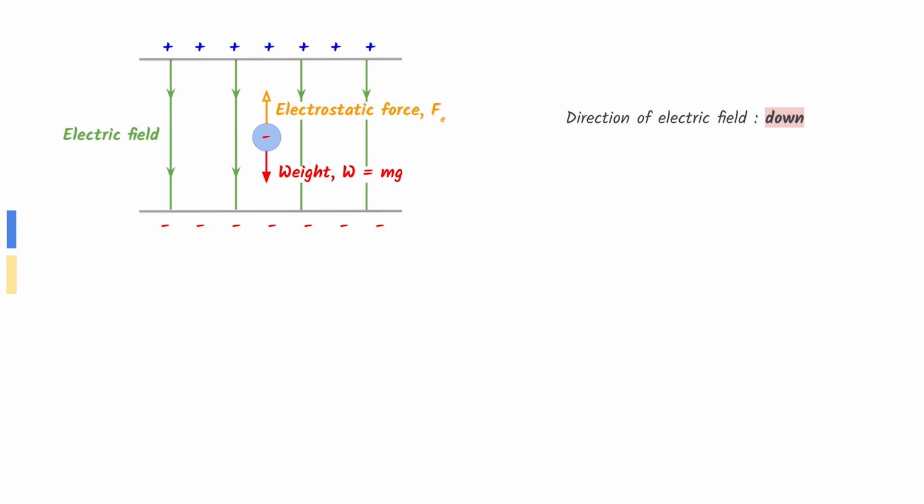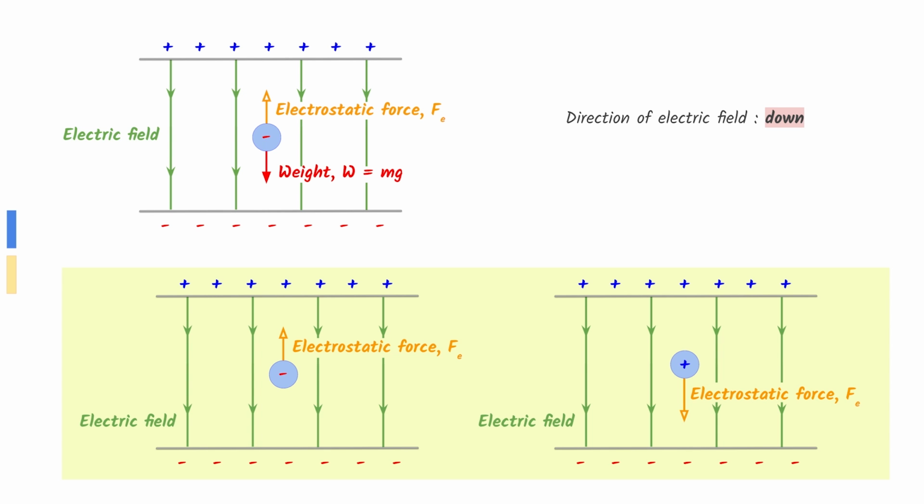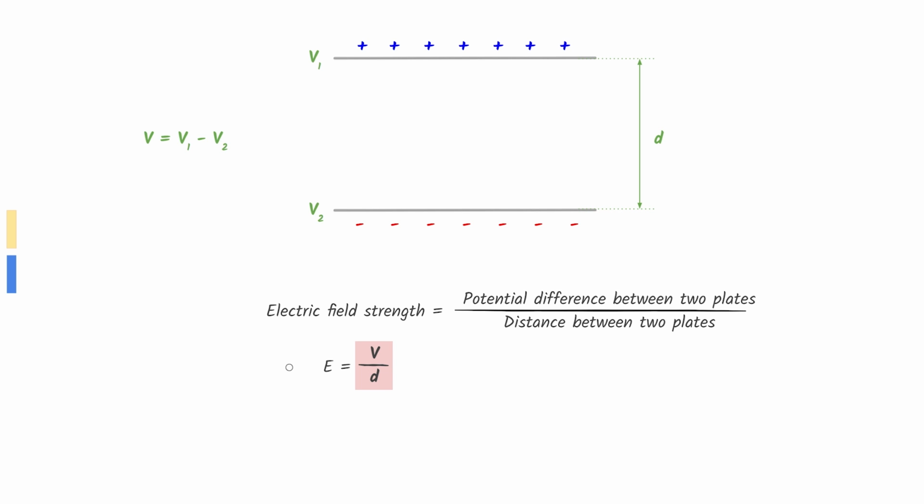The direction of the electric field is always from positive to negative. Therefore, the direction of the electric field is downwards. You can also memorize that the direction of the electric field is always in the same direction of the electrostatic force on a positive charge and opposite direction of the electrostatic force on a negative charge. The electric field strength is found by dividing the potential difference between the two plates with the distance between the two plates. Therefore, the electric field strength is V over D.